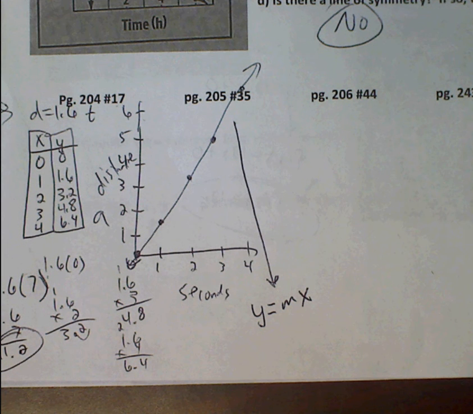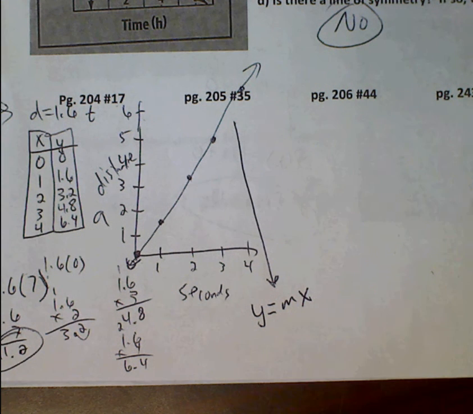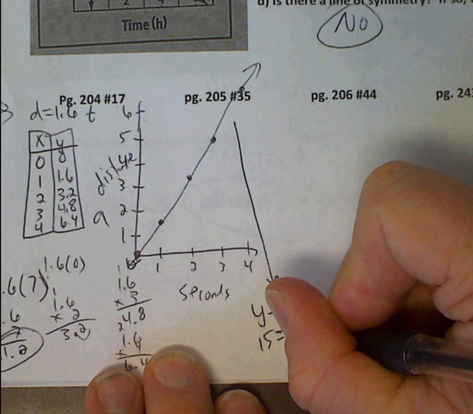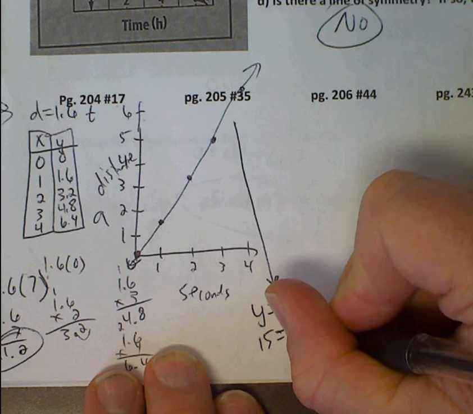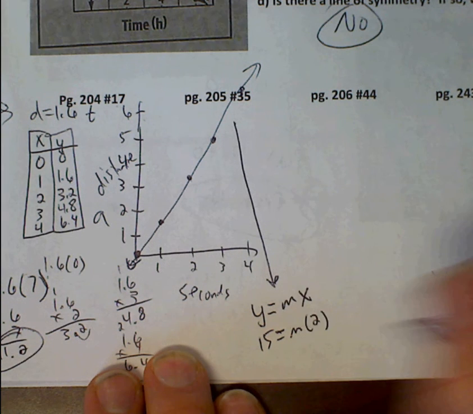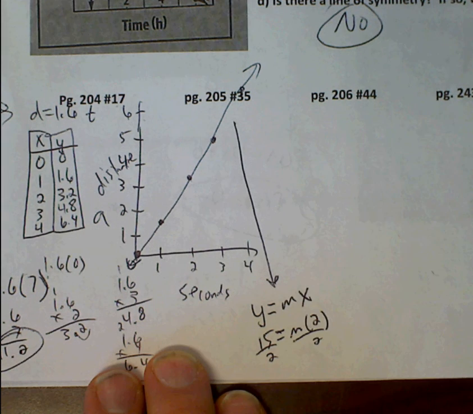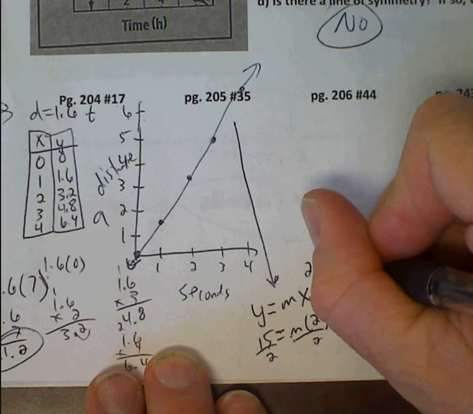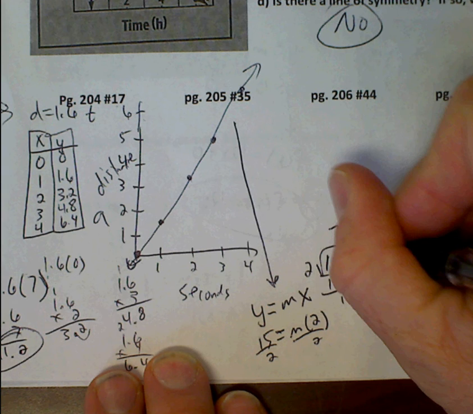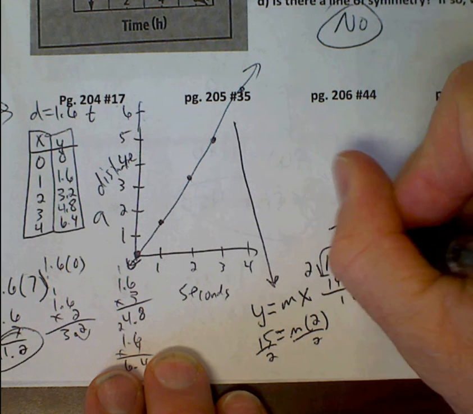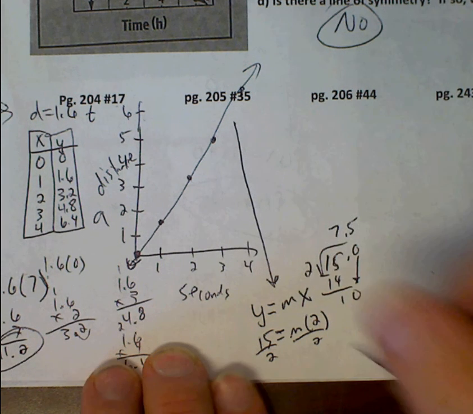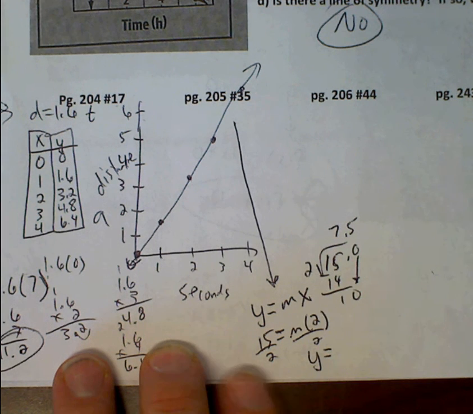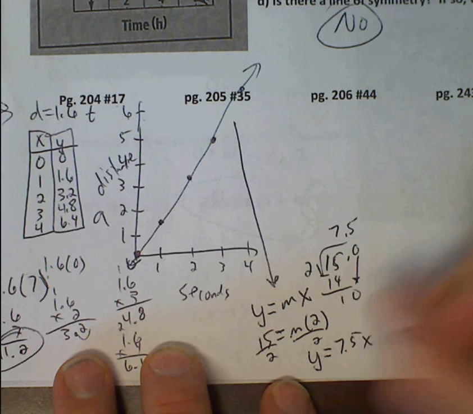So now I'm going to plug in what they gave me. They gave me y is 15. I don't know what the slope is, but I do know that x has to be 2. So I divide by 2, divide by 2. So that's 15 divided by 2. That gives me 7.5. So my m is 7.5. So my equation would be y equals 7.5x.